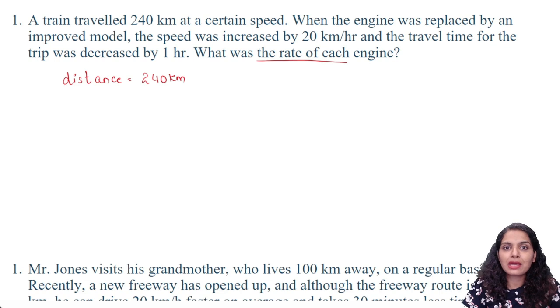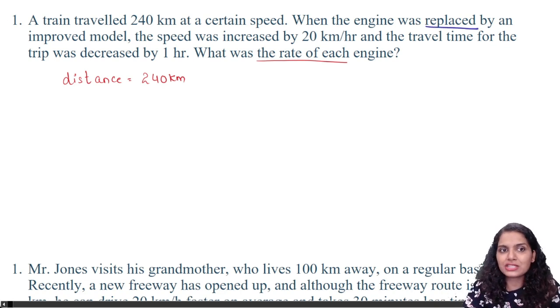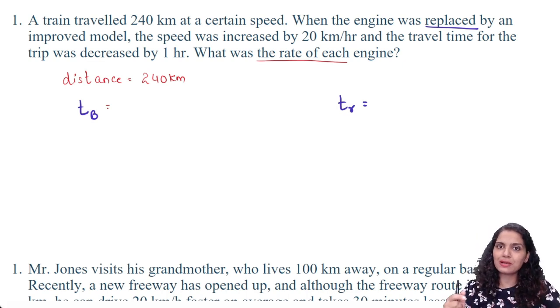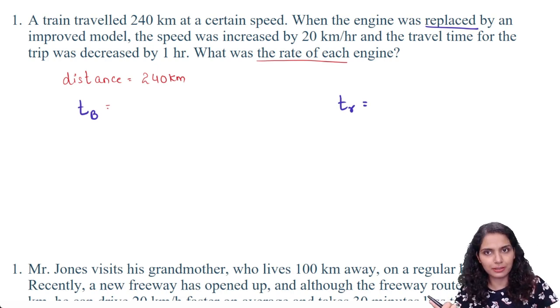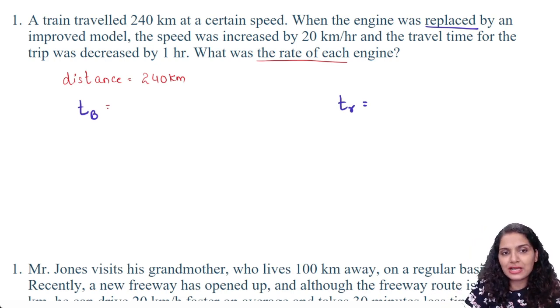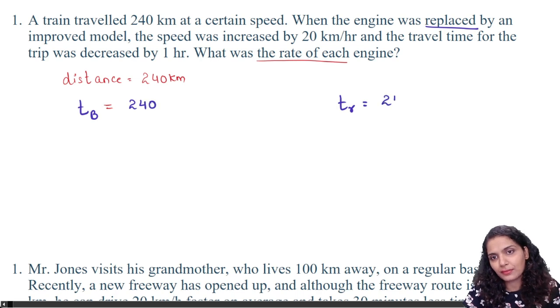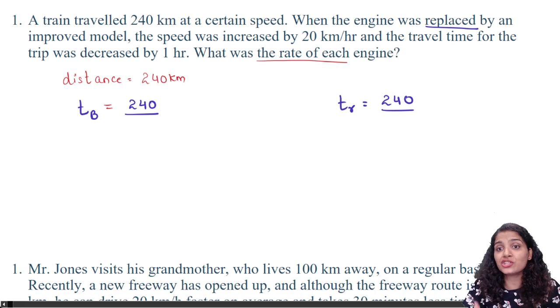So we need to understand what the change in the speed actually is. Let's say before the engine was replaced, the speed was x. So I can say t before and t after. TR means replacement and TB means before. I'm just taking it as this; you can take it the way you want, but there have to be two cases: one before the replacement of the engine and the second after the replacement. Before or after the replacement, the distance will remain the same, 240. There is only a change in the speed.